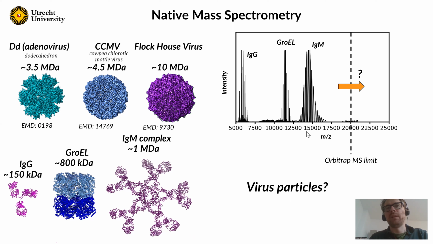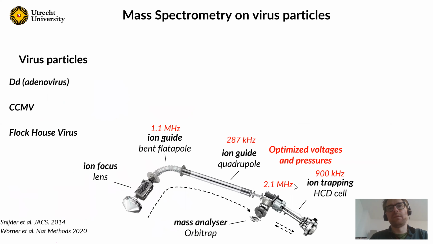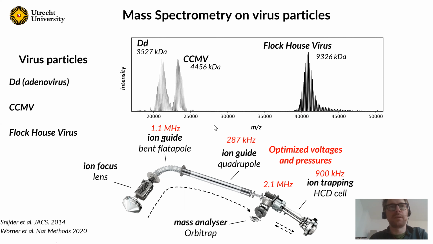And for that, we probably have to go even further in our detection range, in our m/z range here, even beyond the 20,000, which was thought to be really a bit of a limit. But following optimization of our mass spectrometer, so changing a bit the voltages and the pressures in the machine in order to guide these big viral particles properly to the Orbitrap, indeed, after doing this, we can nicely measure also these viral particles. So here again, the dodecahedron is 3.5 megadaltons, the CCMV 4.5 megadaltons, and even the flockhouse virus, which is about 9 to 10 megadaltons, and it's all over close to the 40,000 m/z.